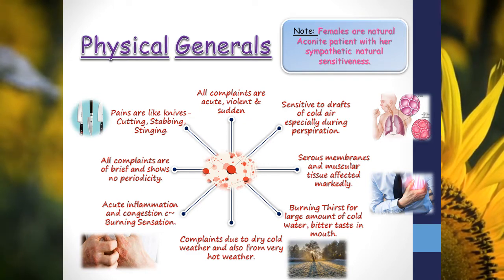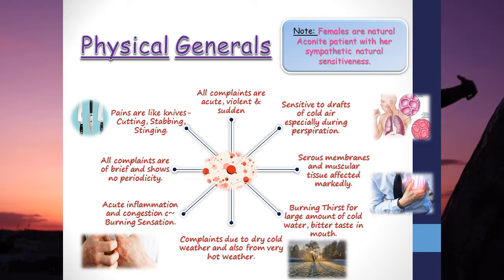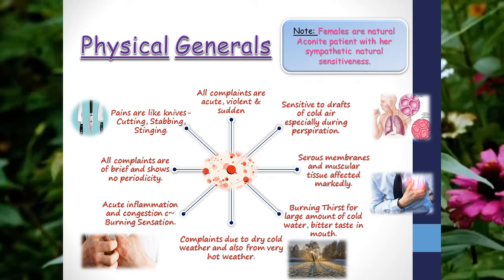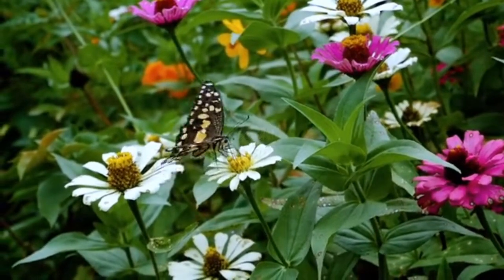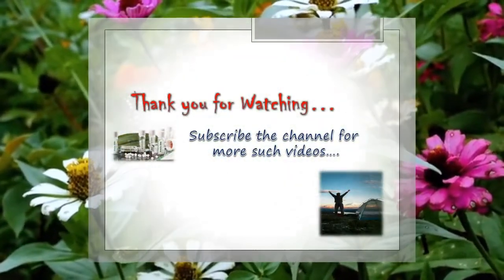Pains are like knives, cutting, stabbing, and stinging. So according to Kent, and as we discussed, there is no periodicity. It is not like a remittent or intermittent kind of disorder that comes and goes and comes and goes. It comes, remains for a short while, and just goes down as it came.